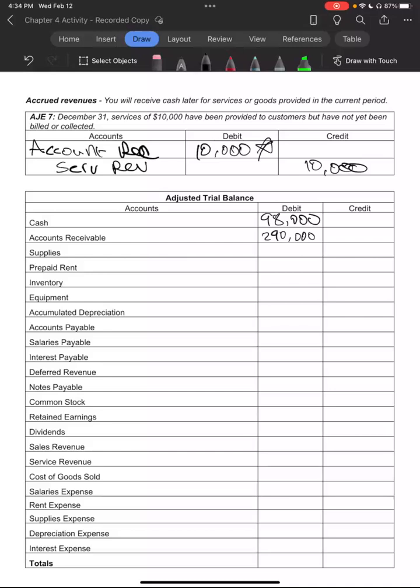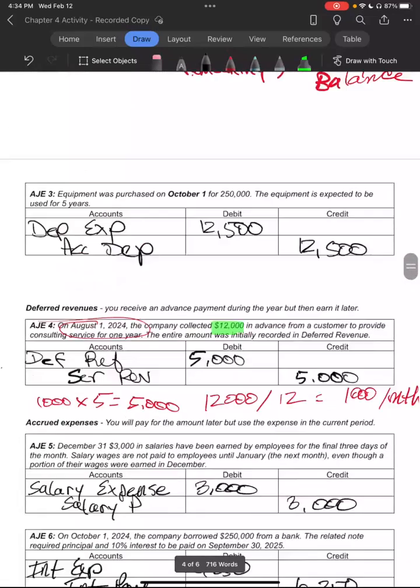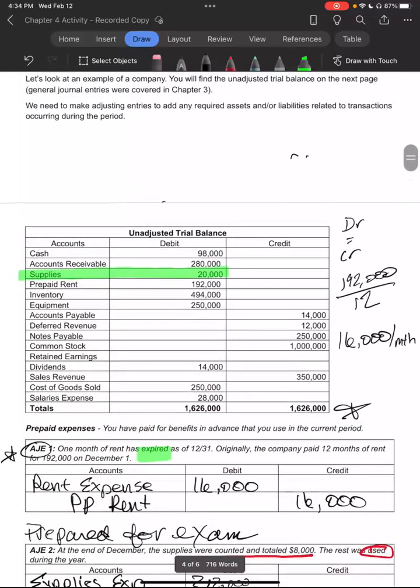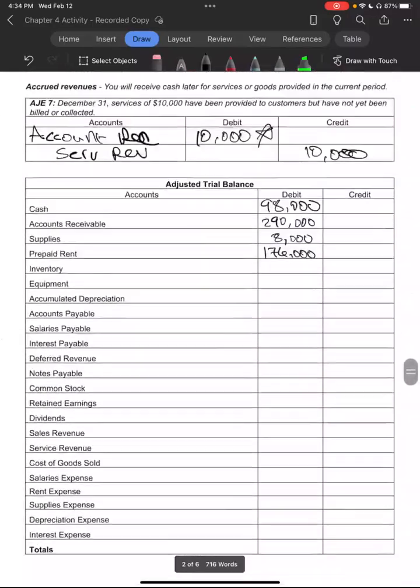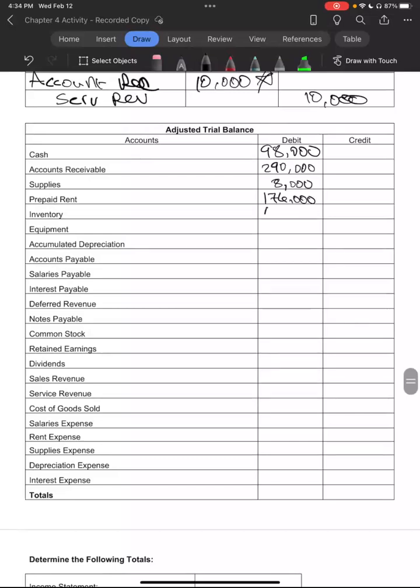Supplies, we did impact again. Remember, we saw that our ending balance in supplies was 8,000. And then we had prepaid rent. We started with 192. We reduced that by the 16 for the month. So we have 176 as our ending balance. Okay. We also had inventory. We didn't do anything with inventory, right? So none of these transactions affected inventory in any way. So our inventory is going to stay the same. It's going to be $494,000.